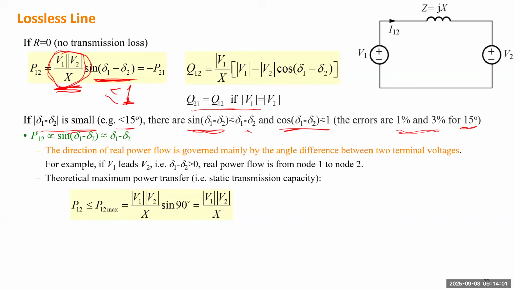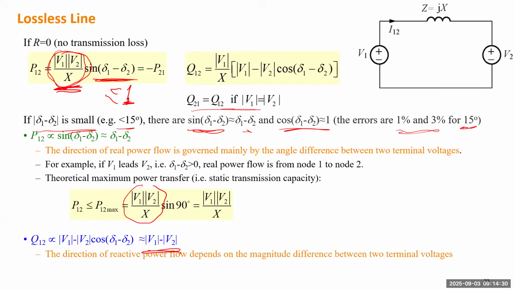So usually we call this the static transmission capacity, or theoretical static stability limit. Reactive power will be roughly proportional to the voltage difference. So if you want to send reactive power over a transmission line, you only need to increase the sending end voltage magnitude.